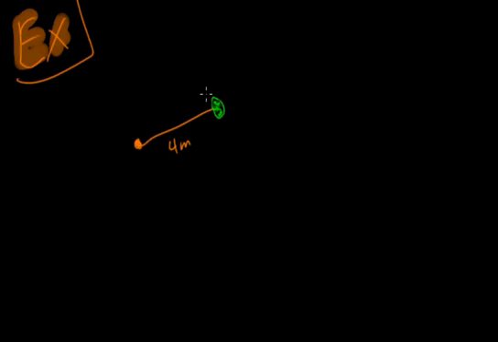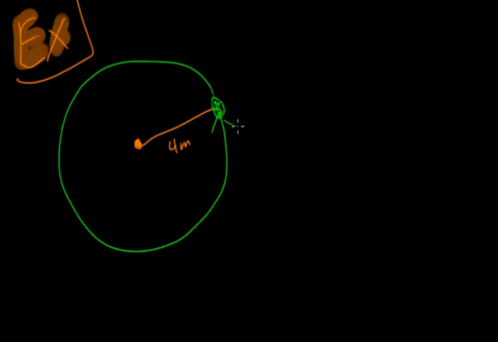So there's a watermelon on the end of a rope. Maybe this is a Gallagher, who knows. Anyway, he's swinging the watermelon around in a circle so that the watermelon goes around the circle every 2 seconds.